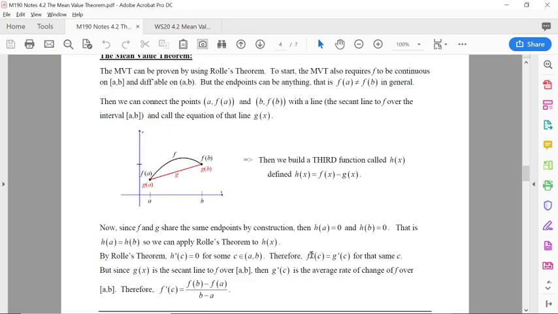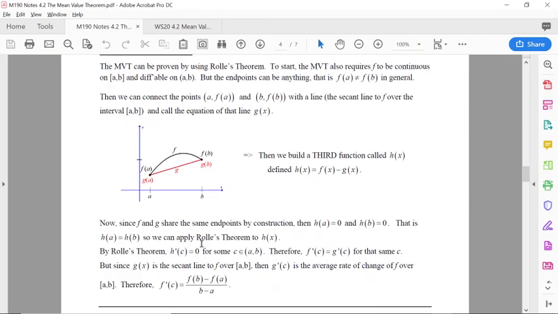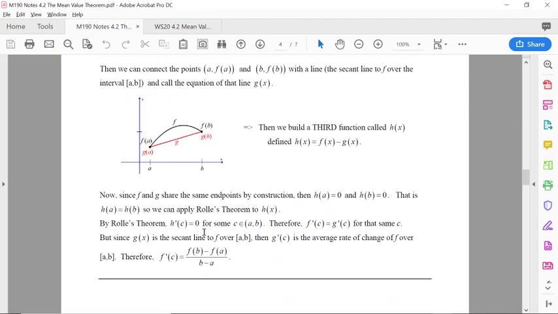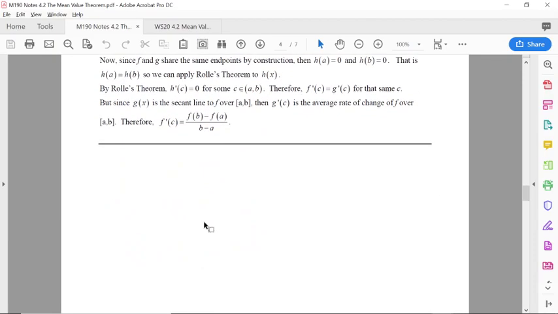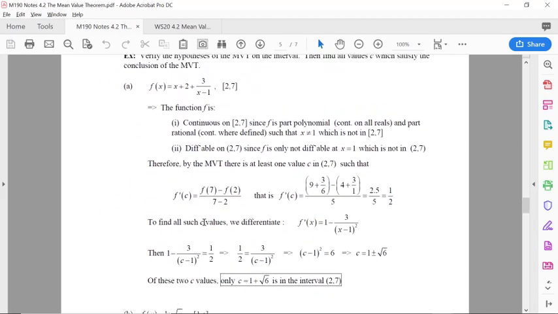That is, we have f prime of c is equal to g prime of c. G prime of c is g of b minus g of a over b minus a. But g of b and f of b are the same, and g of a and f of a are the same. Therefore, f prime of c equals f of b minus f of a over b minus a. And that proves the mean value theorem. All right. So you have some exercises to apply the mean value theorem.